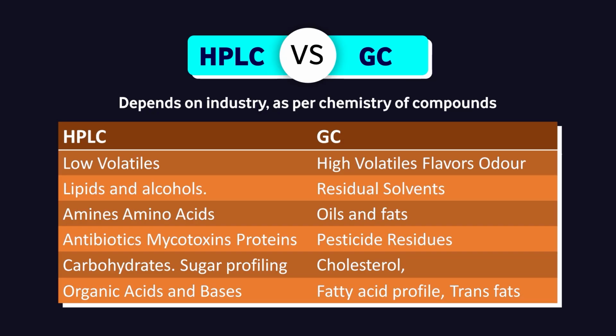In GC, what is best done? Oils and fats. In fact, finding out the fatty acid profile, trans fats, cholesterol. And for residual solvents, GC is the best.